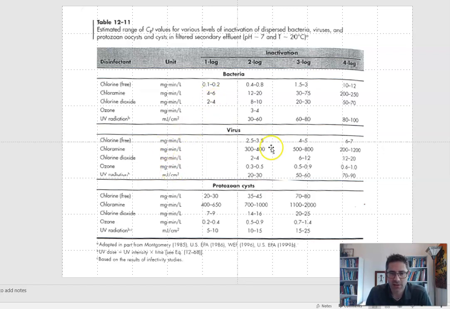And then we can see viruses down here. Same is true for viruses. Same is true for protozoa. And also note that viruses take more CT than bacteria do to disinfect, and protozoa take a lot more than viruses or bacteria in order to disinfect. And this is mostly because those protozoa, Giardia and Cryptosporidium that we talked about in the water quality lecture, form these cysts around them that sort of protect them from the outside world, and it takes a lot to get through those.